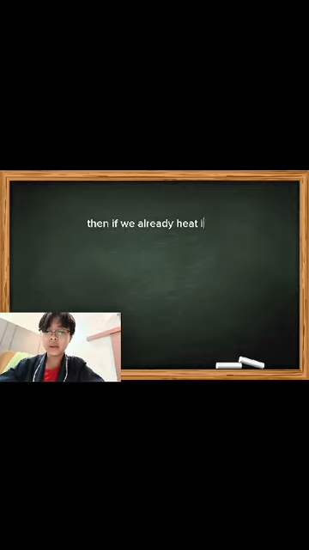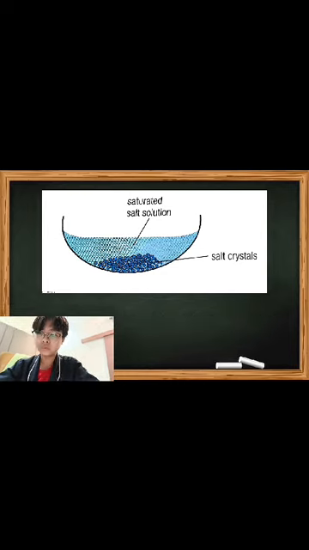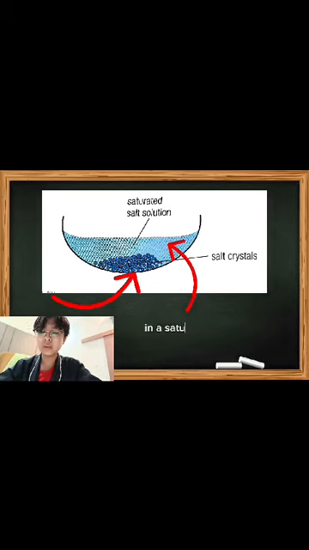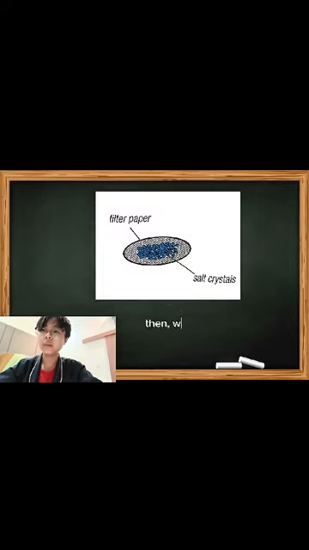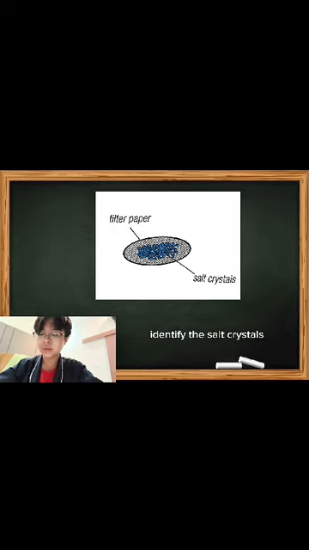Then, after we have heated it, allow the saturated salt solution to cool and crystallize. We can see in the evaporating dish that we have formed salt crystals in a saturated salt solution. Then, we are going to dry the salt crystals on a piece of filter paper. Identify the salt crystals. Okay, so the salt crystals that are formed are copper sulfate crystals.